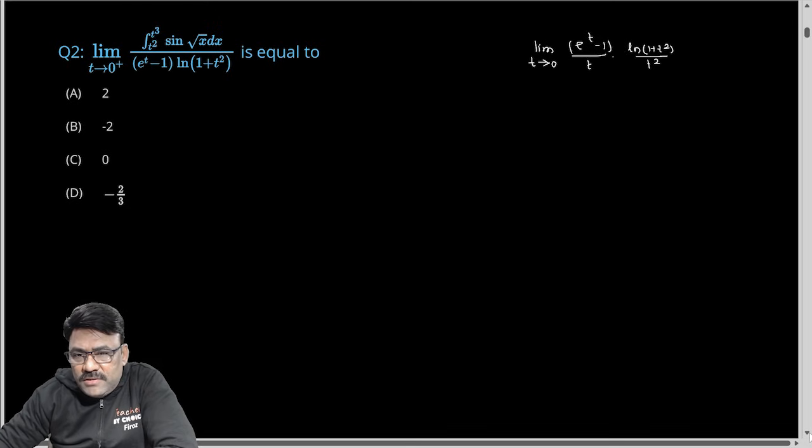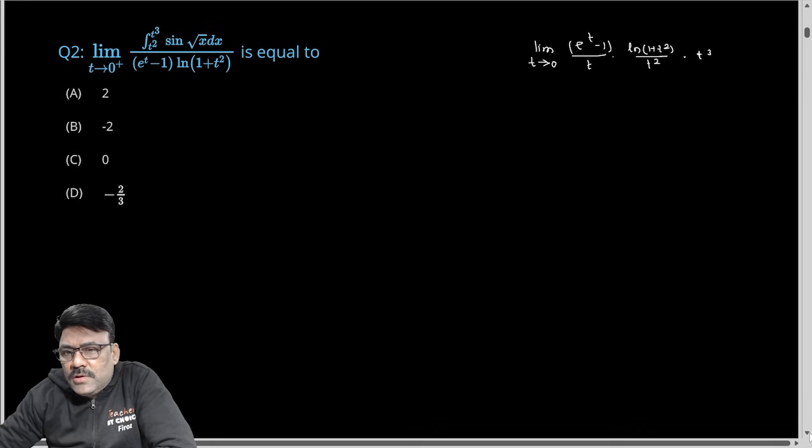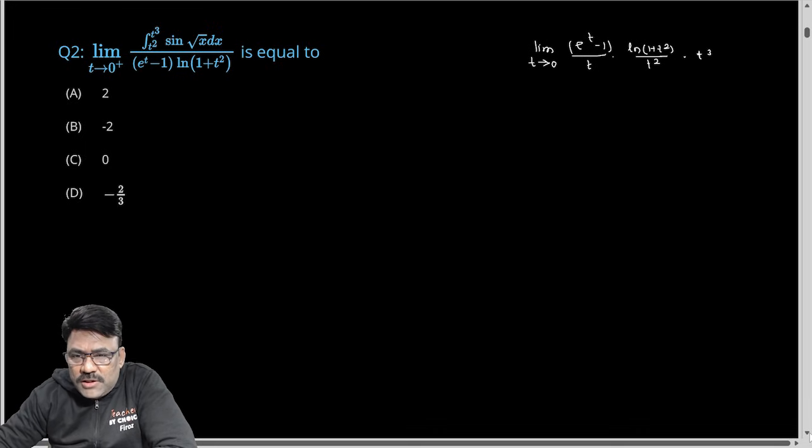And since I have divided with t and t square, so to balance it, multiply with t cube. So you can see that this e raised to t minus 1 by t is 1. Log 1 plus t square by t square is also 1. So effectively, this is equal to t cube, means this will be replaced by 1, this will be replaced by 1, so this will be effectively t cube.